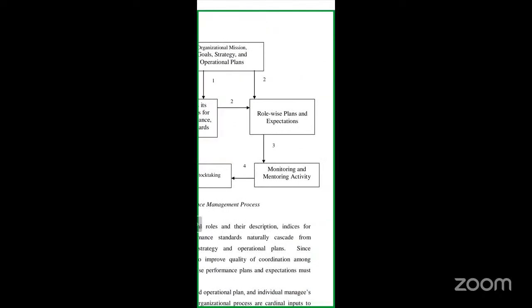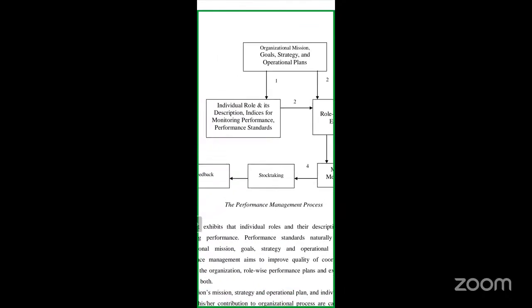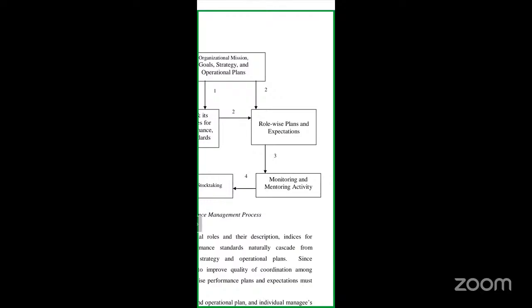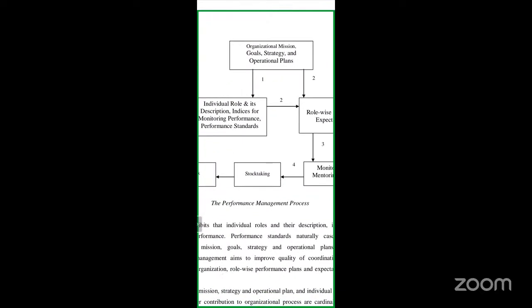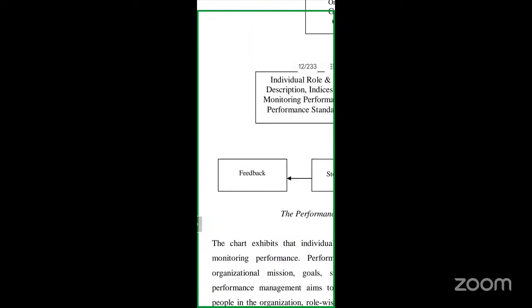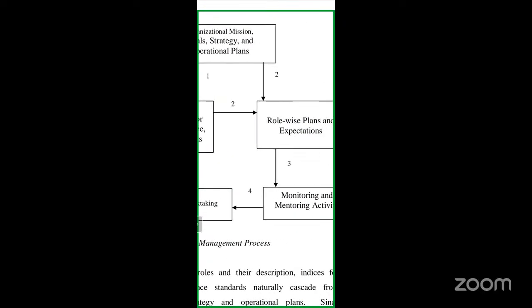Then it goes to the monitoring and mentoring activity. We have to continuously monitor and do the mentoring, for the individual role or the team role, and this will be done in processing. We can see that the third activity, monitoring and mentoring, is continuously done for the individual and for the role-wise plans and expectations. Then the output of the monitoring is the stock taking. The stock taking is again used to give the feedback. This feedback itself will improve the performance.